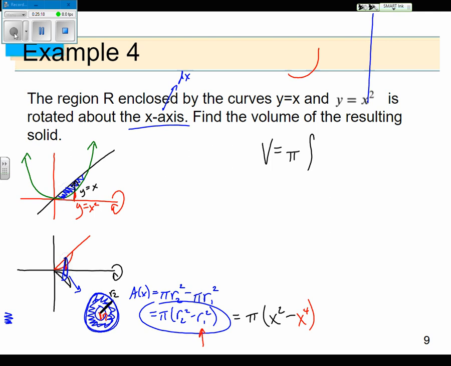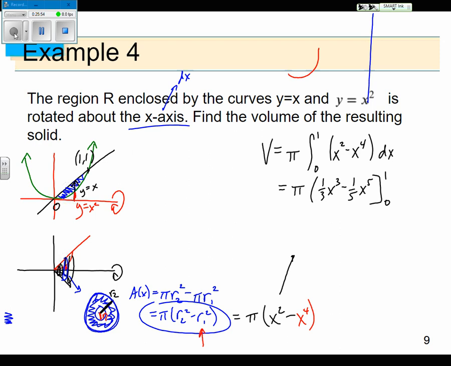I have all of these little washers stacking up from 0 until, this is the point 1, 1 right here. So from 0 until 1, and I just bring up my cross-sectional area. x squared minus x to the fourth dx. And again, the dx is there for the width of each washer, which is not going to be very much. So I'm ready to integrate. 1/3 x cubed minus 1/5 x to the fifth. Evaluate it from 0 to 1.